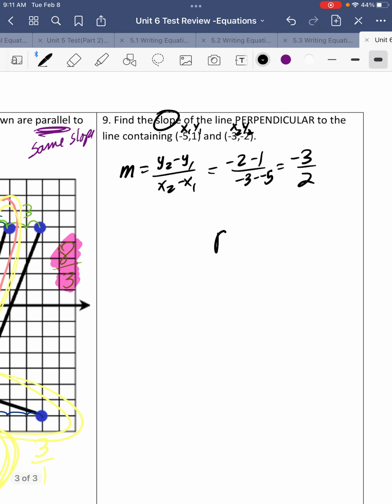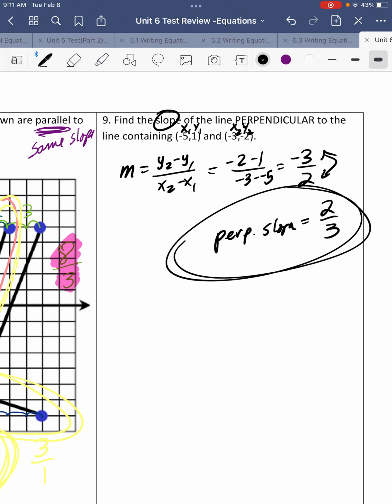So perpendicular means we need to switch the signs. So perpendicular slope will be switching the signs, so it'll be positive, and then flipping the fraction, so 2 over 3. So that's your perpendicular slope.